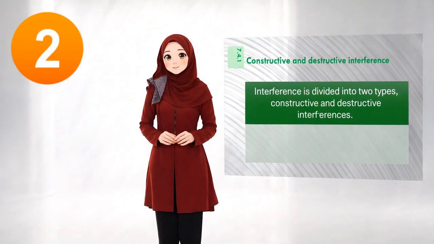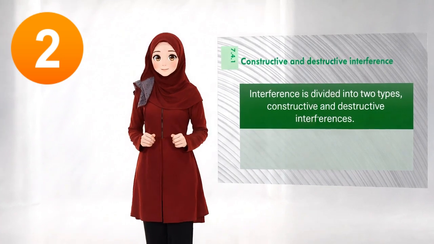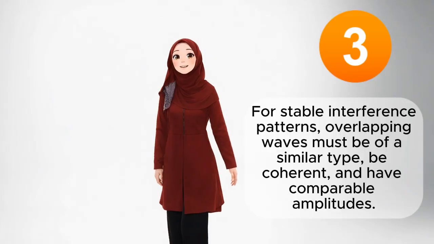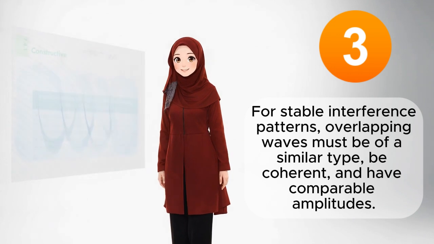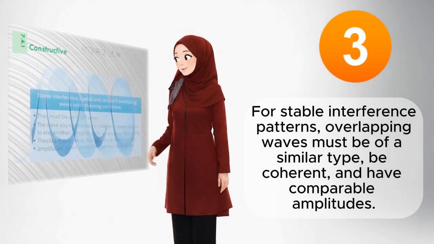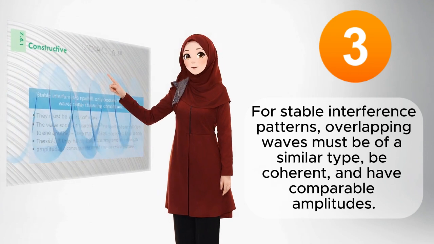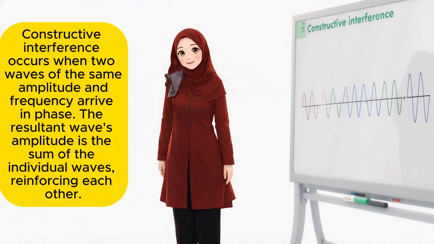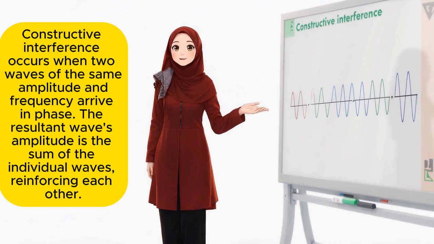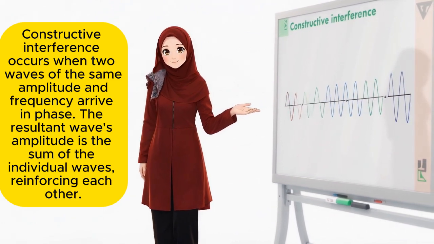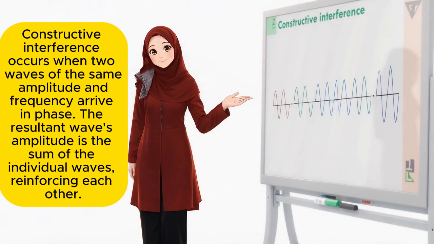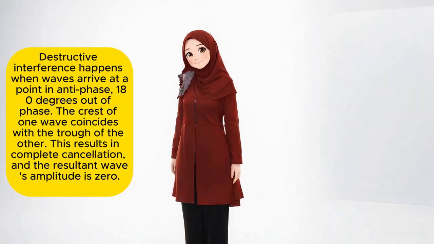It is divided into constructive and destructive types. For stable interference patterns, overlapping waves must be of a similar type, be coherent, and have comparable amplitudes. Constructive interference occurs when two waves of the same amplitude and frequency arrive in phase. The resultant wave's amplitude is the sum of the individual waves, reinforcing each other.